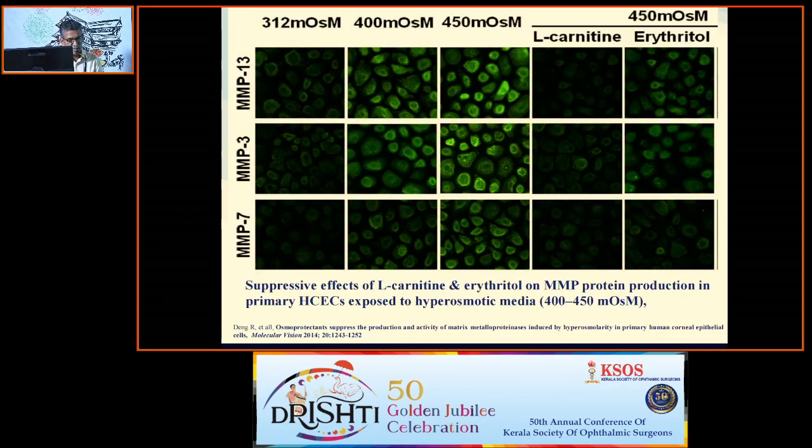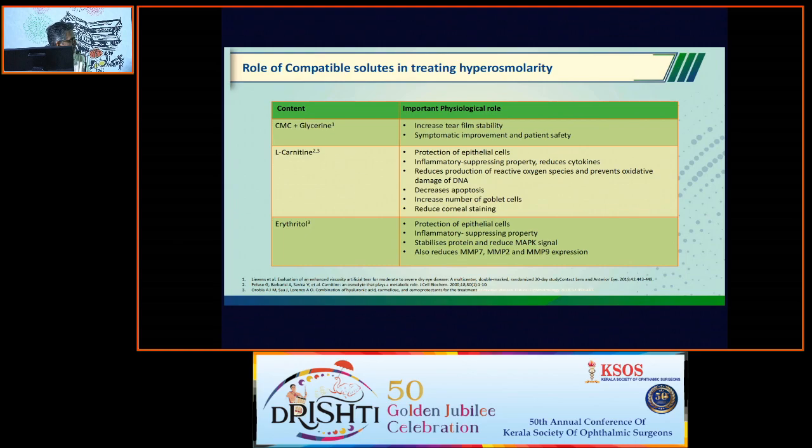These are two slides comparing the action of MMP, that is a collagenase, an inflammatory marker present on the cell, at different osmolar concentrations. At 312, which is near normalcy, it is not there. But if you go to 450 milliosmolar, the amount of inflammatory markers goes up. But if you pre-treat with L-carnitine and erythritol, the inflammatory markers are slightly less.